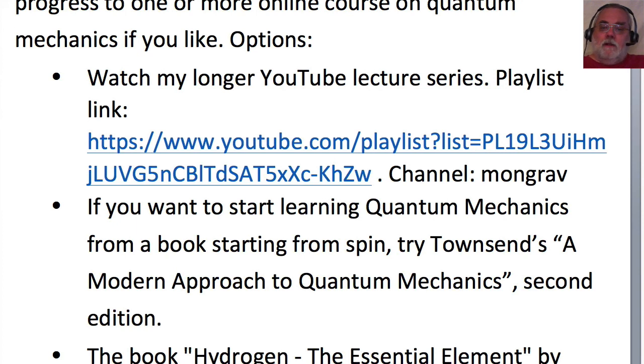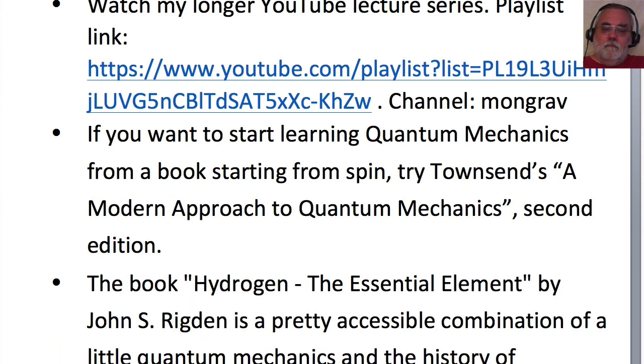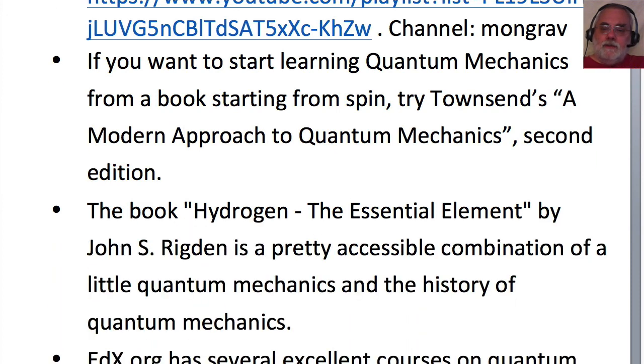If you want to start learning quantum mechanics from a book and you want to start from spin, from vectors and matrices instead of calculus, try Townsend's A Modern Approach to Quantum Mechanics, 2nd edition. The book Hydrogen, the Essential Element by John S. Rigdon is a pretty accessible combination of a little quantum mechanics and the history of quantum mechanics. And your library can probably get it for you.